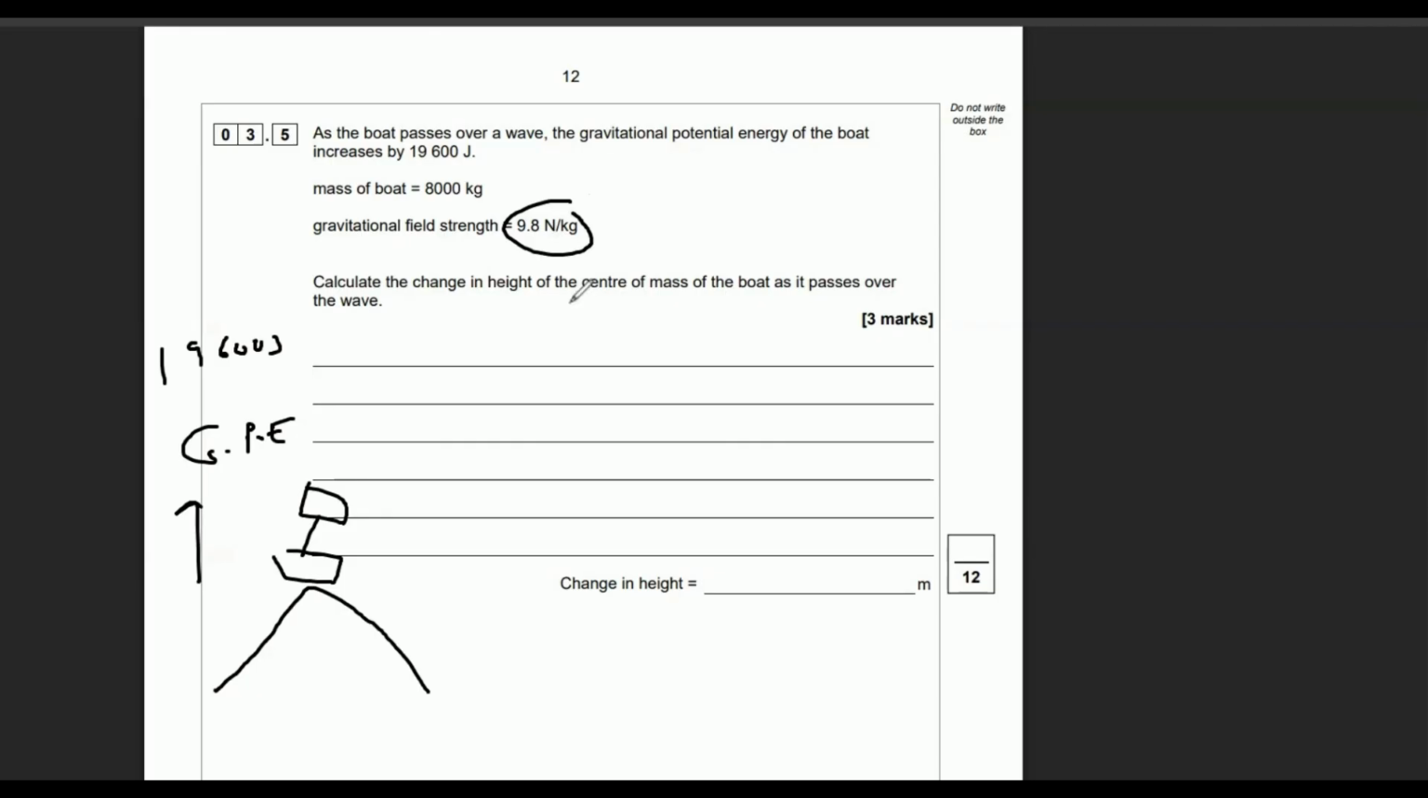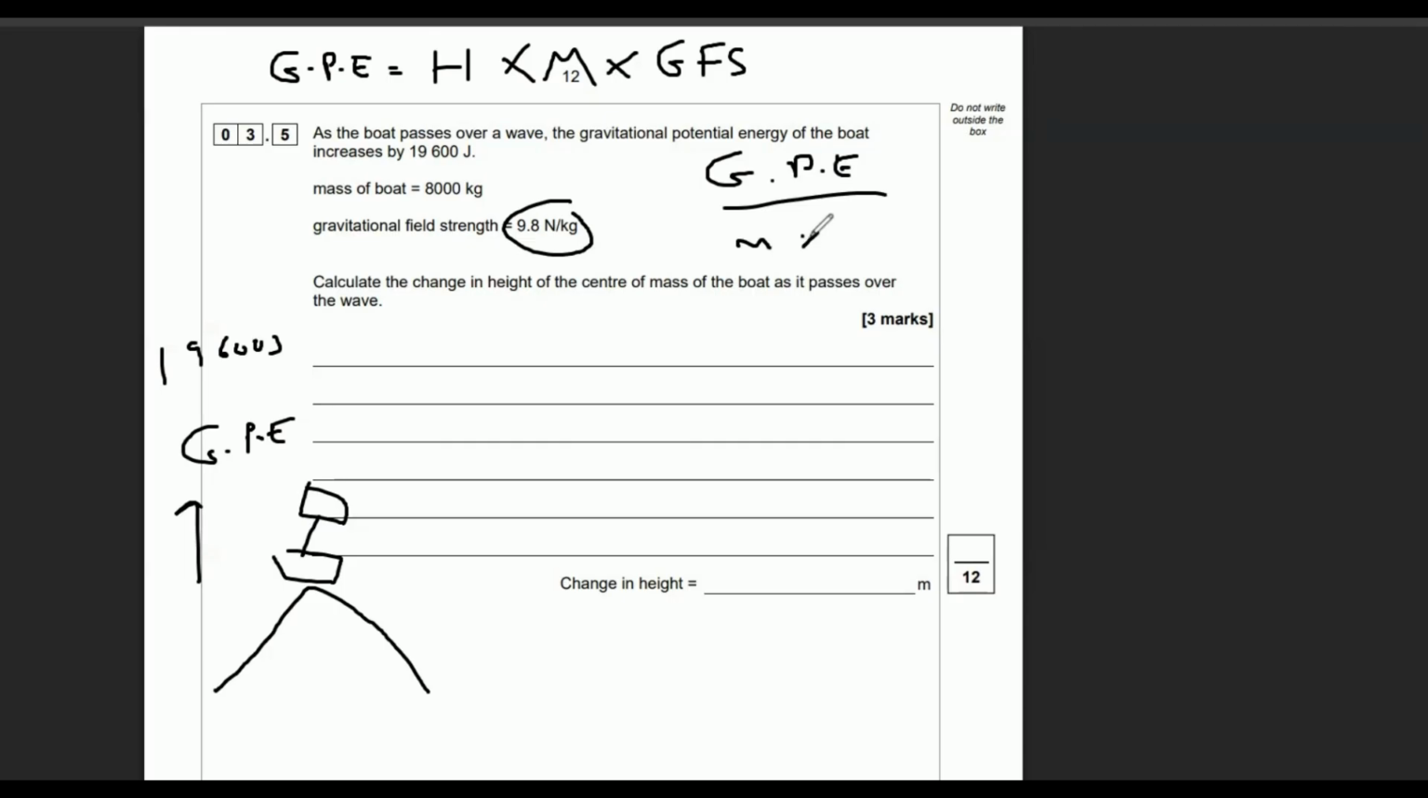So really, we just need to rearrange the GPE calculation, and you'll find this on your equation sheet. But it might not say gravitational potential energy. It might just say potential energy, but it's the same thing. And it's your height times your mass times your GFS, which is gravitational field strength. Now, if we want to find H, what we need to do is rearrange this by dividing. We need to get rid of the M and the GFS. So we're going to divide both sides. Because they're times, we're going to divide both sides by M and GFS, and we're going to get GPE over the mass times the GFS, and that is going to give us the new height, or the height gained.